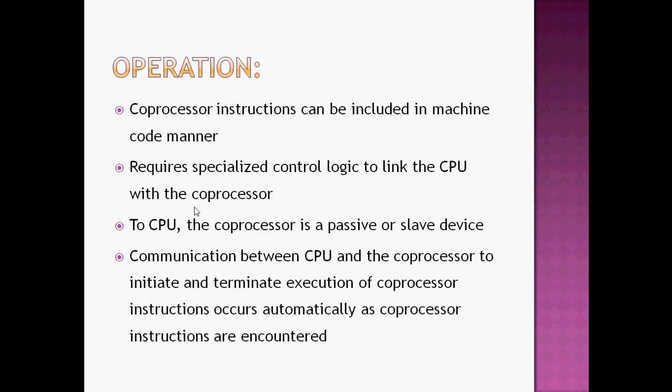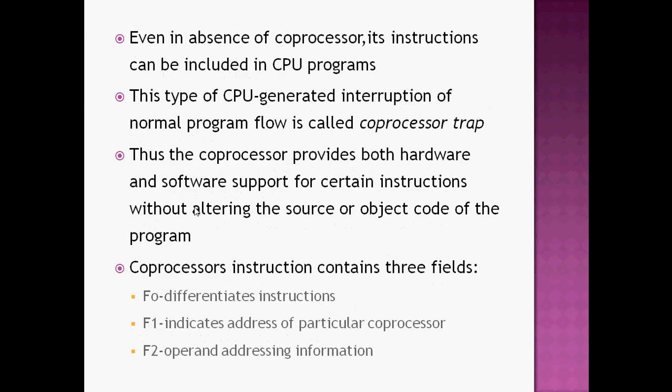The communication between the CPU and the coprocessor to initiate and terminate the execution of coprocessor instructions occurs automatically as coprocessor instructions are encountered. Even in the absence of a coprocessor, its instructions can be included in CPU programs. This type of CPU-generated interruption of normal program flow is called a coprocessor trap. Thus, the coprocessor provides both hardware and software support for certain instructions without altering the source or object code of the program.